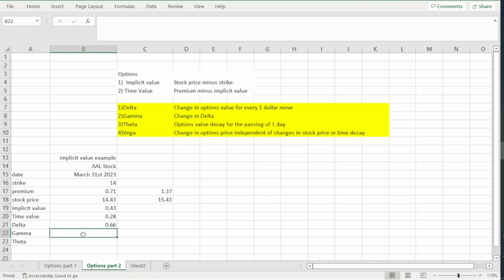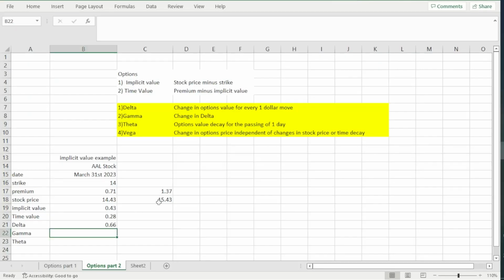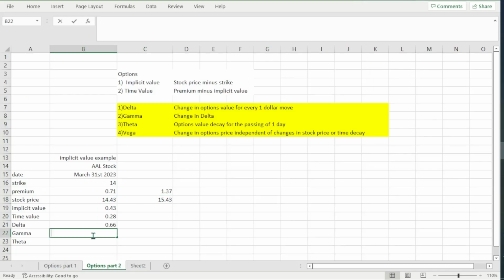Now, what is gamma? Gamma is a little bit more complex, and we're going to look at gamma right here. So gamma at the 14 strike is 0.31. Gamma is going to be the change in delta. So this is what's going to happen. Let's go ahead and write down that gamma. That gamma right there is 31 cents. So 0.31. All right, so now let's say that the stock price went up $1 and we're at $15.43, okay?